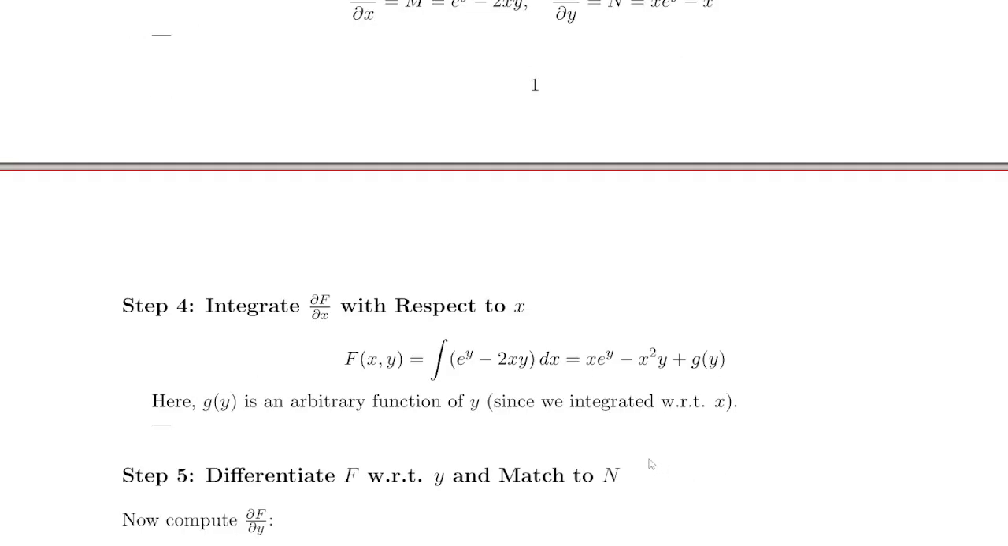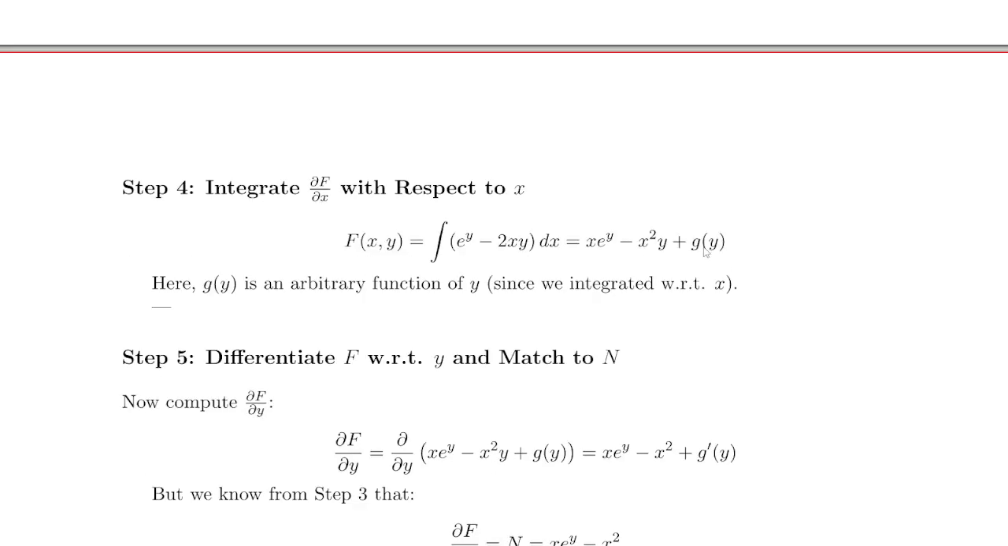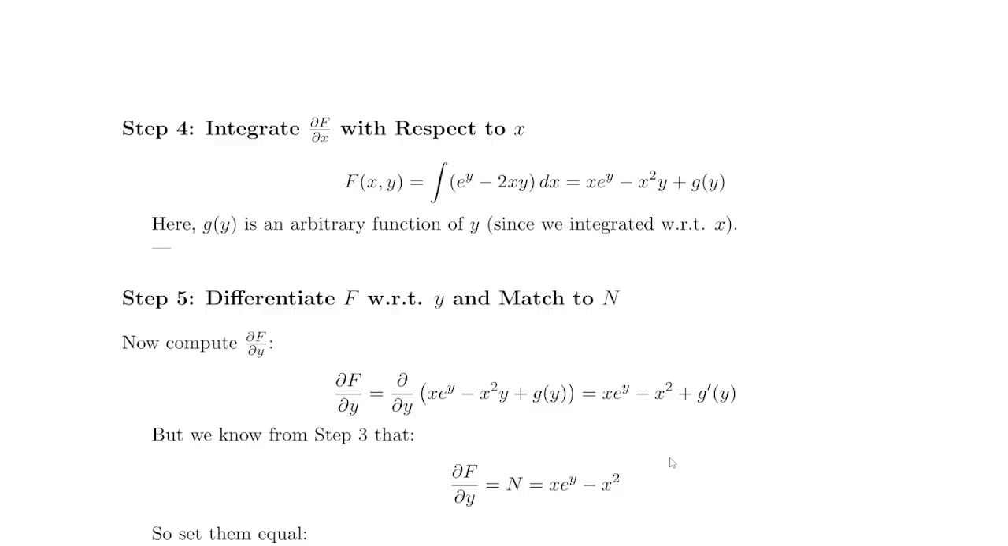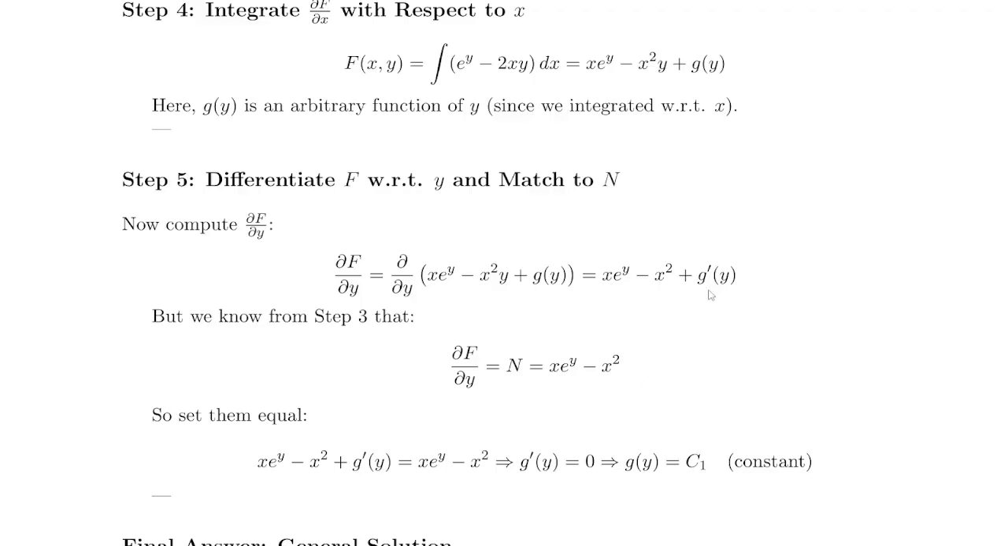And now we can compute the partial of F with respect to y of what we just got and get x e^y - x^2 plus g prime of y. But we know from previously that the partial of F with respect to y was x e^y - x^2. So that means that g prime of y has to be 0, since we don't have anything else. These match, so g prime of y has to be 0, which means that g of y is a constant.